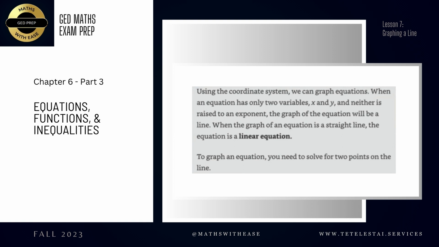Using the coordinate system, we can graph equations. When an equation has only two variables, say x and y, for example, and neither is raised to an exponent, the graph of the equation will be a straight line. And we'll see many examples of that today. When the graph of an equation is a straight line, the equation is a linear equation. To graph an equation, you need to solve for 2 points on the line.